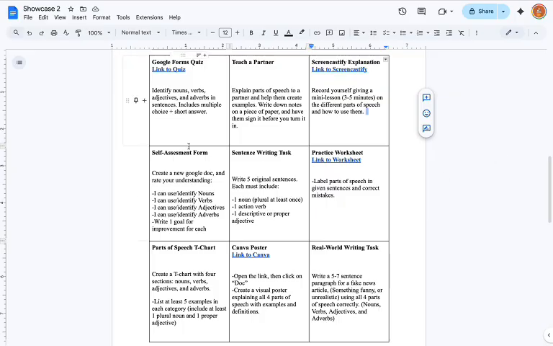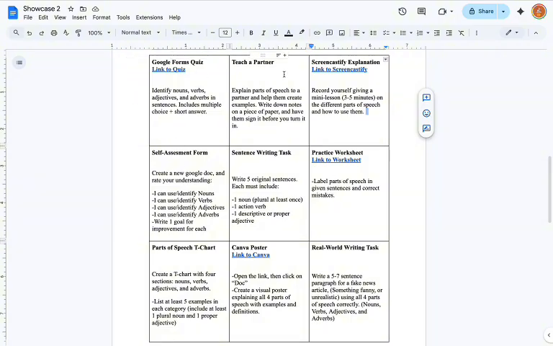We have the self-assessment form that collects data as it's them explaining where they're at in that understanding. That would be collecting data. And we also have the Google Forms quiz, which collects data. It collects data for me to know where they are at in their understanding as well. So both of these are collecting data.